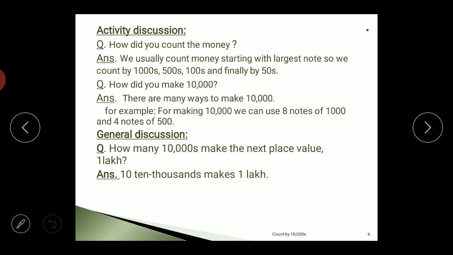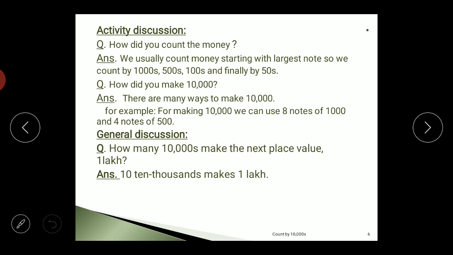How did you count the money? If you have money, how do you count? We usually count money starting with the largest note, so we can count by thousands, 500s and hundreds, and finally by 50s. So this means whenever we have money, we first count the largest number note, then so on.